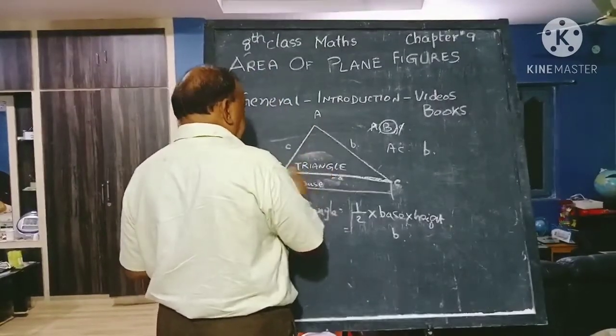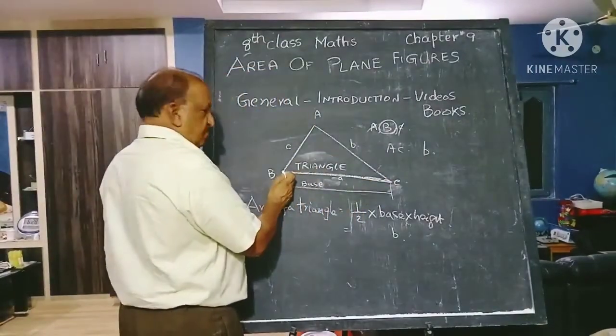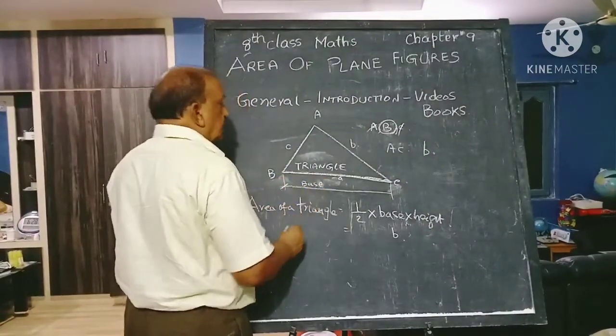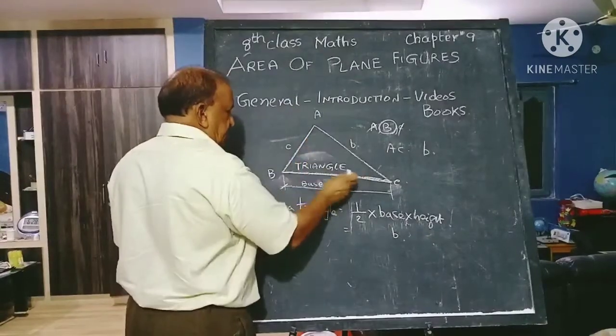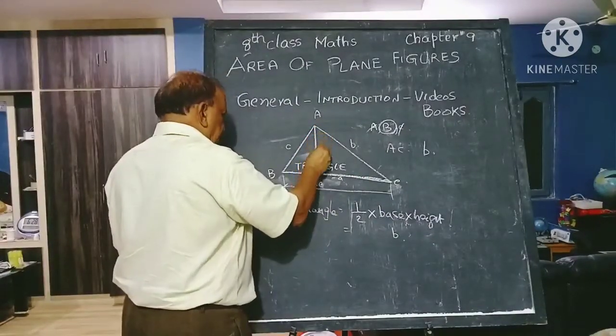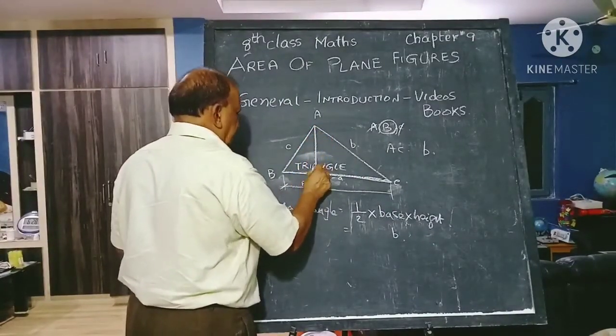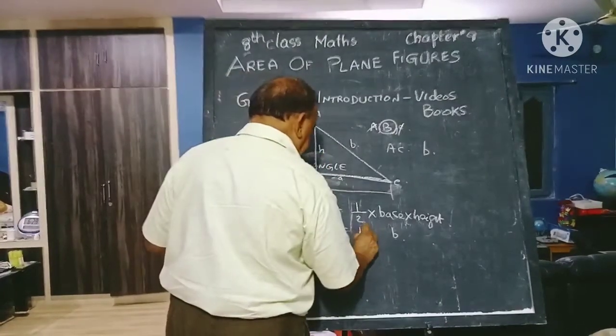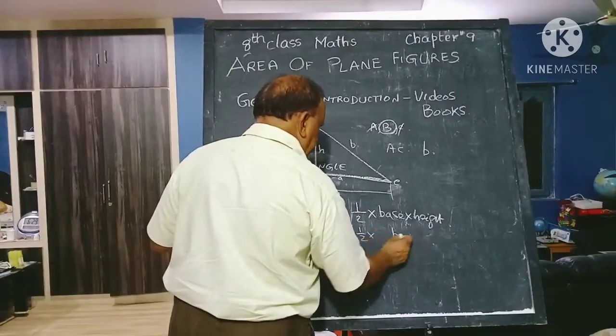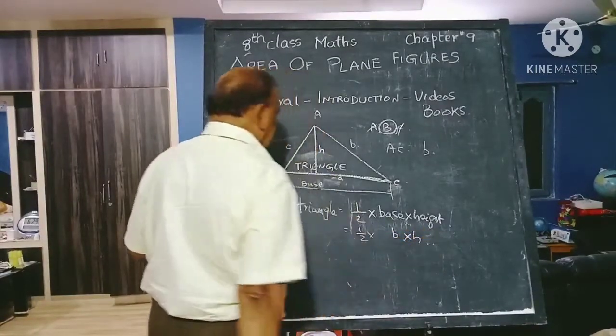If you take BC as the base, the height should be the perpendicular distance between the letter A and BC. That means you have to drop a perpendicular here and measure that. This is 90 degrees. And if this height is H, the area is equal to half into base, if we call it B, into H. Alright? Okay.